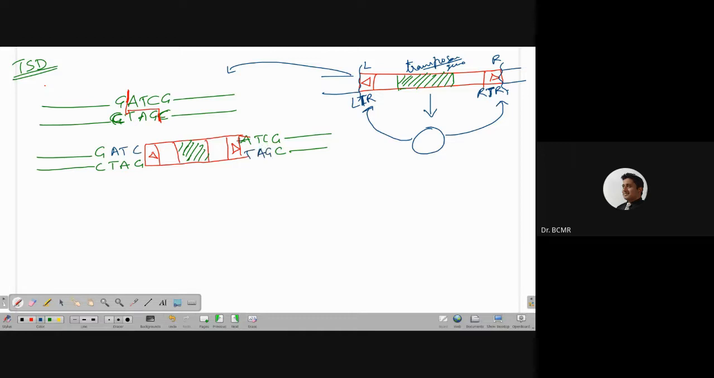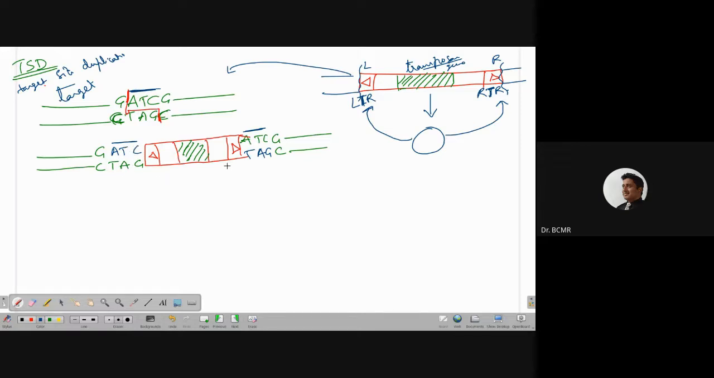TAG. The target sequence has one ATC sequence, whereas upon transposition, what do you see? You have ATC and another ATC. There are two ATC sequences, and that is called target site duplication. Right? The target sequence is ATC, which is now duplicated.